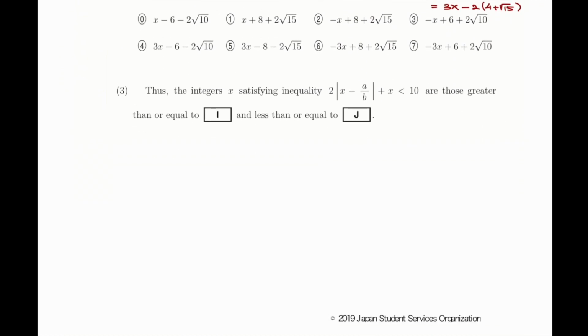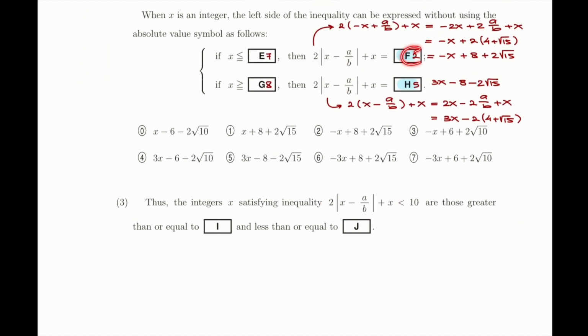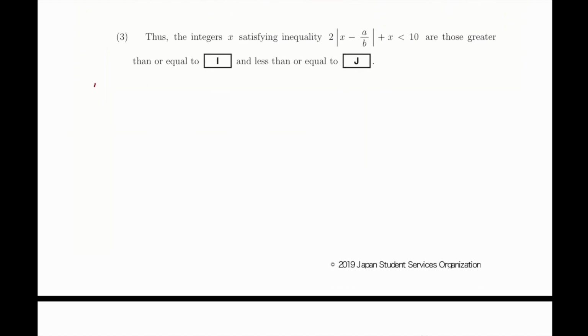Since we already know that this expression can be changed into either f or h, first of all, I will see x less than 7 first. So we divide it into 2 cases. The first one is for x less than or equals to 7.